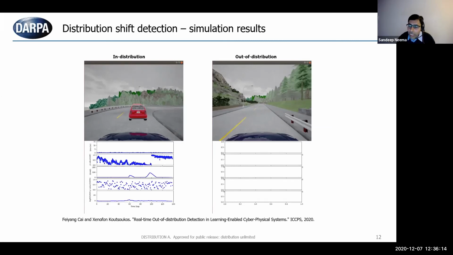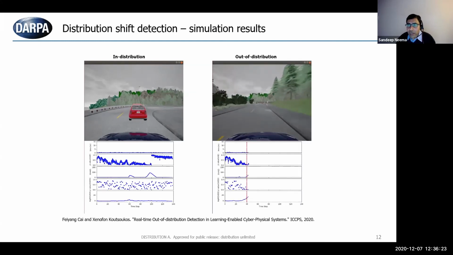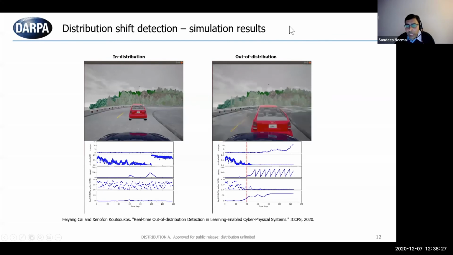So in the first case, the training data and the operation data are very similar, so basically we're just working in distribution. But in the second case, they introduce a divergence by introducing rain in the scenario. In the case of rain, the learning algorithm obviously misperforms and ends in a collision, but they are able to detect that with this p measure and the martingale.